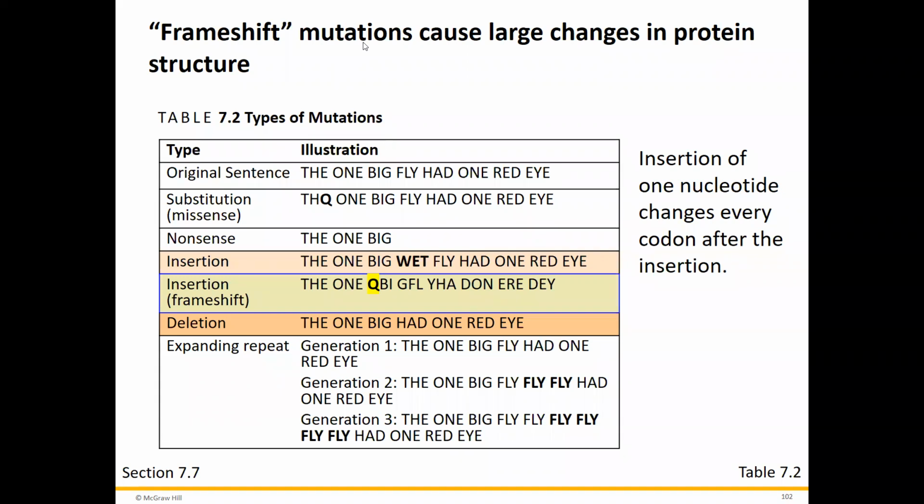If I just deleted the B, say I delete the B, everything downstream is going to be altered by the reading frame. The 1, that's fine. But now I've got the IGF, LYH, ADO, right? The reading frame shifts. So that's what you're experiencing here. And they give you an example of a deletion where the whole codon is deleted. So the 1 big is fine. Fly is missing, had 1 red eye.